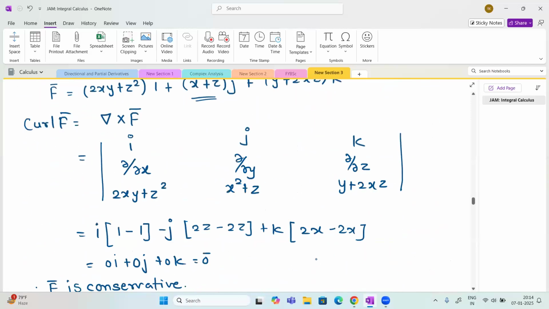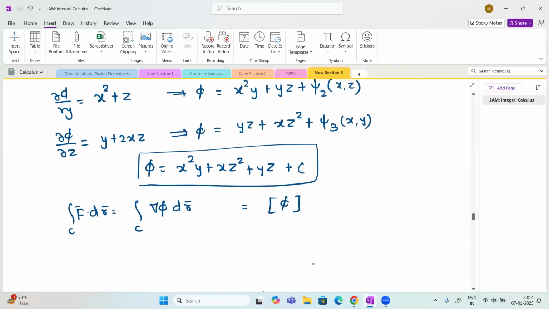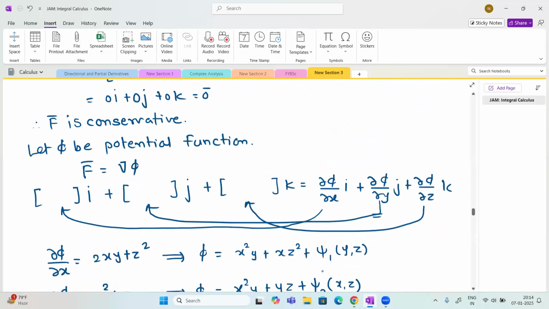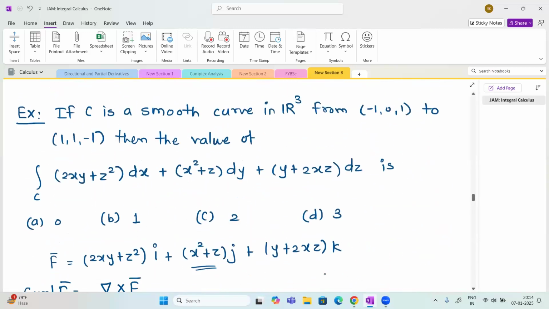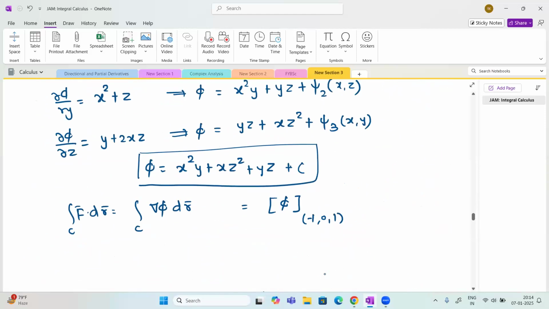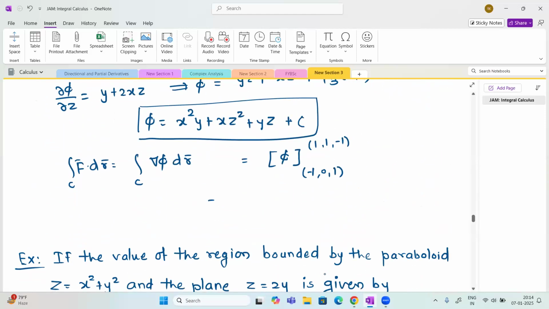Lower limit minus 1, 0, 1, and upper limit 1, 1, minus 1. So I'm writing phi here. Phi is x square y plus xz square plus yz plus c, from minus 1, 0, 1 to 1, 1, minus 1. Can anyone tell me the next step?